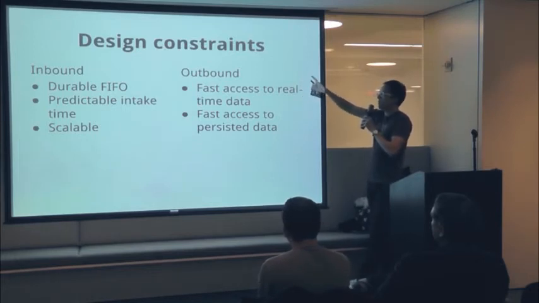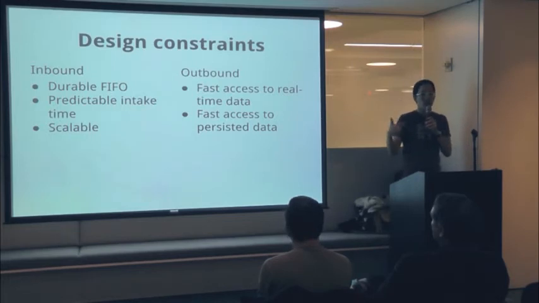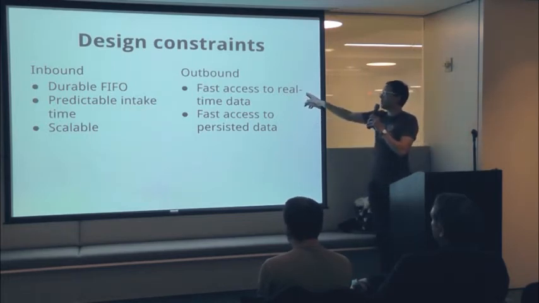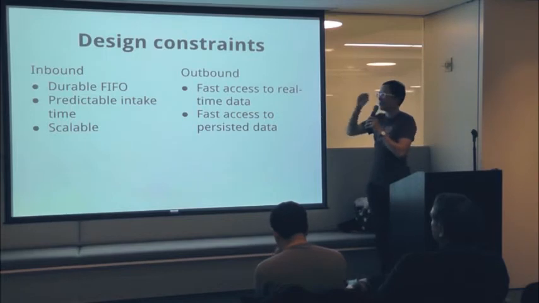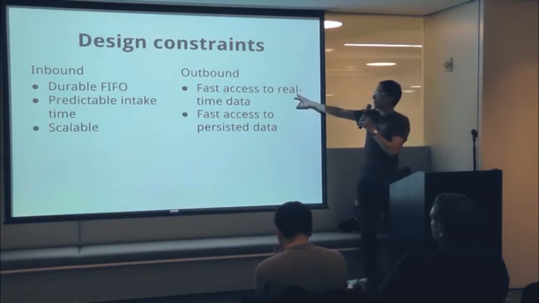Outbound design constraints. For outbound traffic, you want fast access to real-time data because people want to see what's happening now. That's going to be the main use case. I want to see all my graphs for what's happening now. So you want something that gives you fast access.